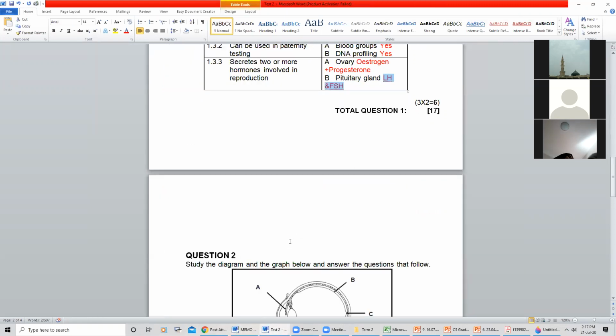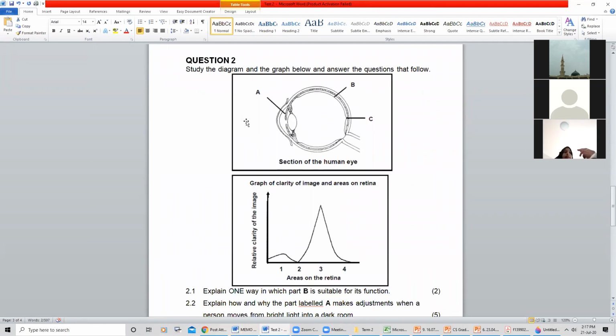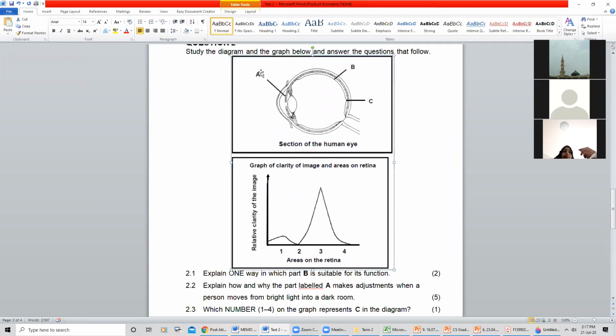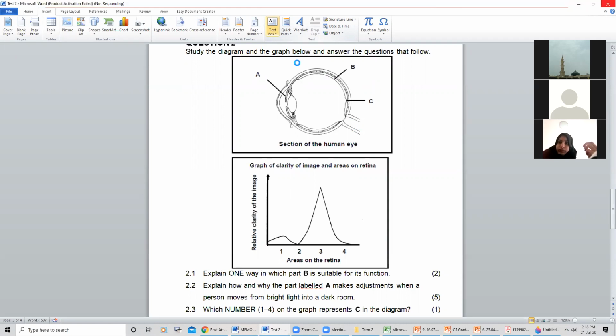Okay, if we move to question 2. Study the diagram and the graph below and answer the questions that follow. So they've got a diagram. First thing we should do is label everything, right? So what is the label for A? And what's the label for B? And what's the label for C? Basically, let's see if you can give us those answers, please.